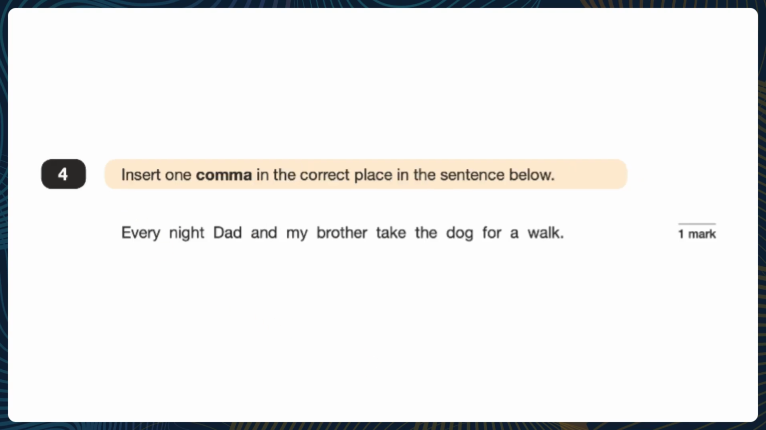With this example, we're just looking at a standard fronted adverbial. Okay, so insert one comma in the correct place in the sentence below. And again, "every night". This wouldn't read well as "every night Dad", so it needs to be "every night," then "Dad and my brother take the dog for a walk." So the comma is literally just jumping in here straight away, and it's as simple as that with this question. Every night, Dad and my brother take the dog for a walk. And this fronted adverbial is just giving us the time and the frequency of when something's happening. Really simple, comma dropped in, five seconds, job done and an easy mark.